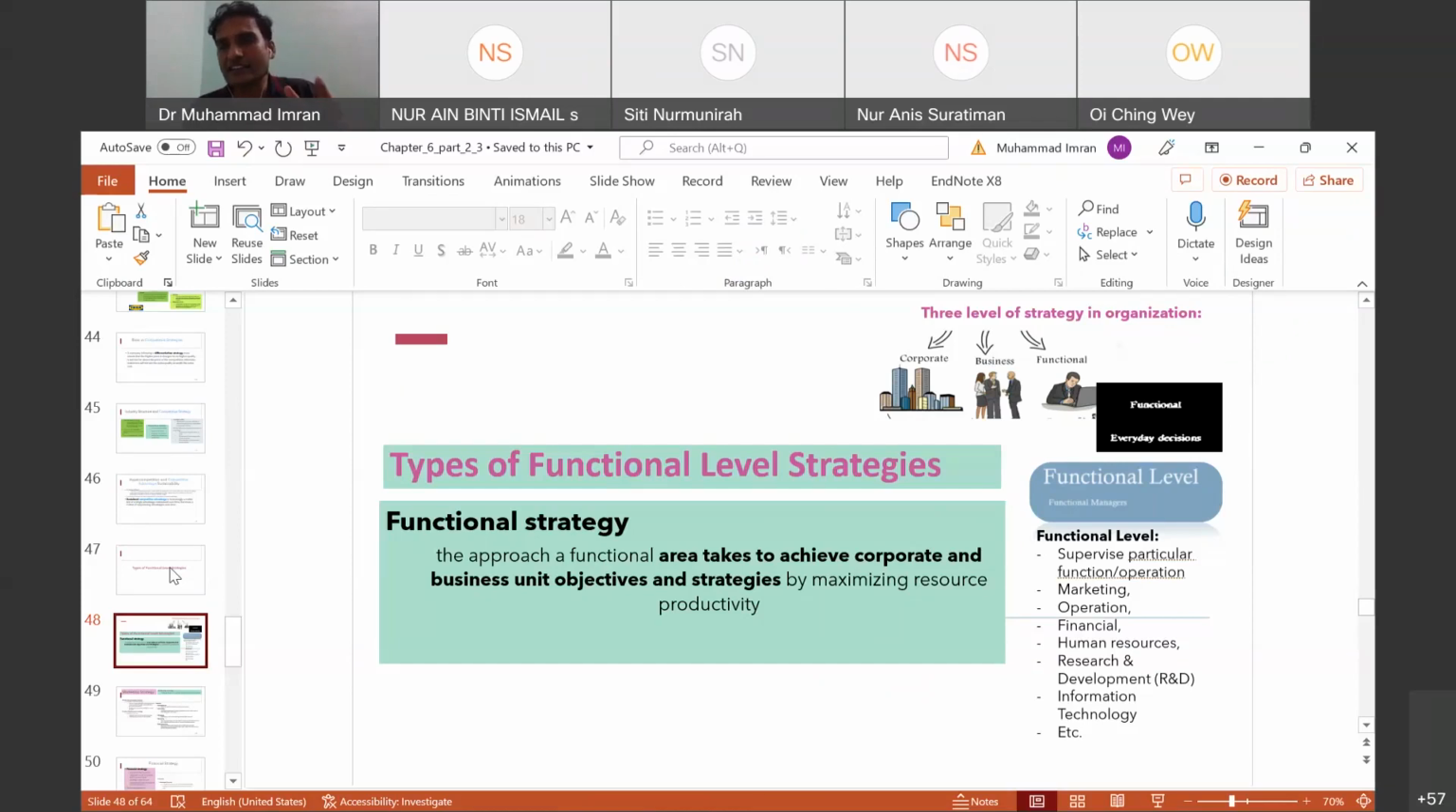These are the core strategies. Research and development strategy. Okay, let's discuss one by one. If there is any question, please, you may ask me, okay?